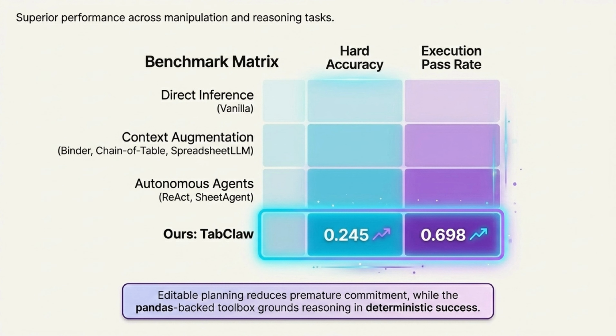And the benchmark results speak for themselves. When put to the test across complex manipulation and reasoning tasks, TabClaw demonstrates superior performance compared to standard autonomous agents and context-augmented models. Thanks to editable planning and deterministic tools, it achieves significantly higher hard accuracy and execution pass rates.